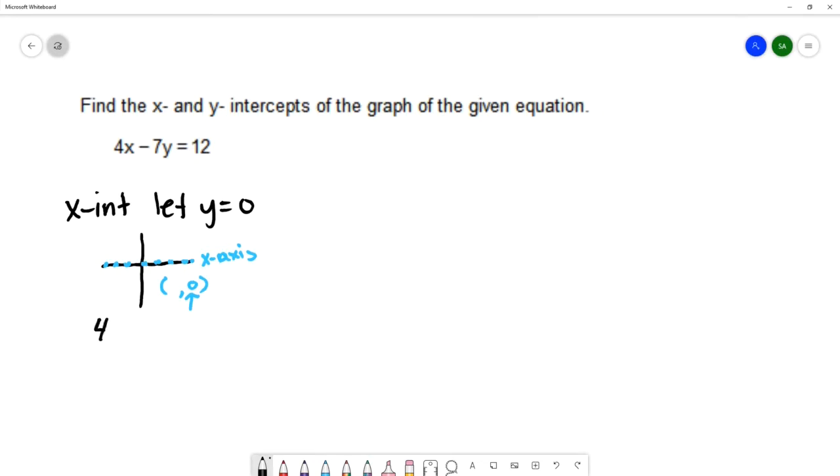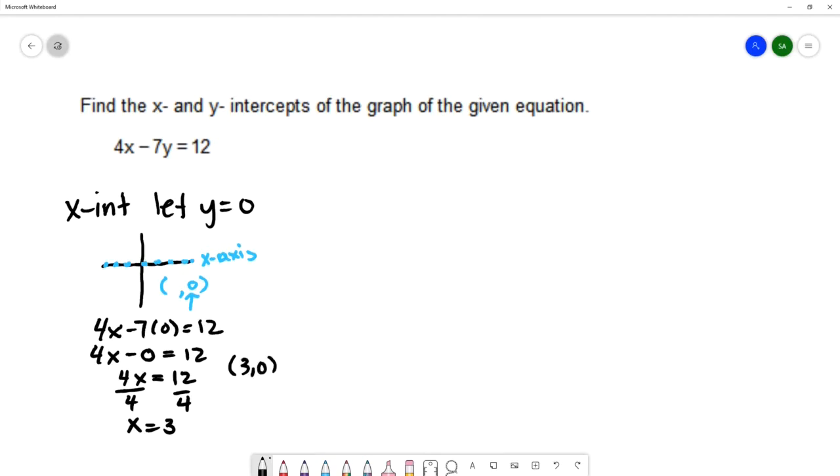So we have 4x minus 7 times 0 equals 12. 7 times 0 is 0. And we have 4x minus 0 is 4x. I'll divide both sides by 4, and that gives x equals 3. So x equals 3 is the x-intercept. Sometimes we like to write these as ordered pairs. If we write it as an ordered pair, it would be 3, 0.